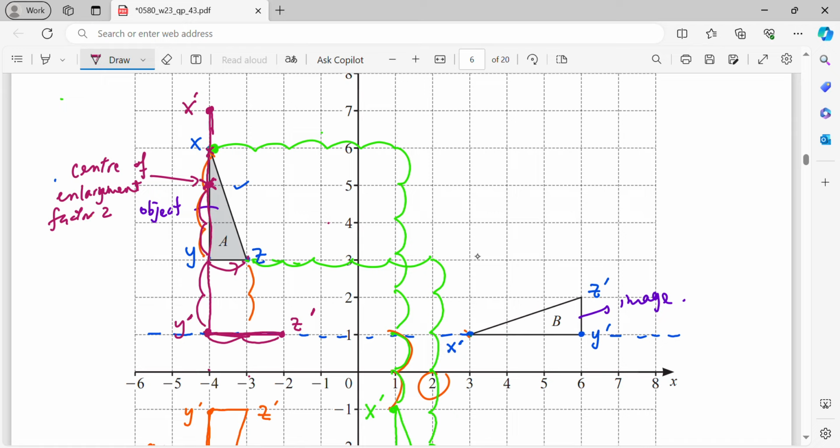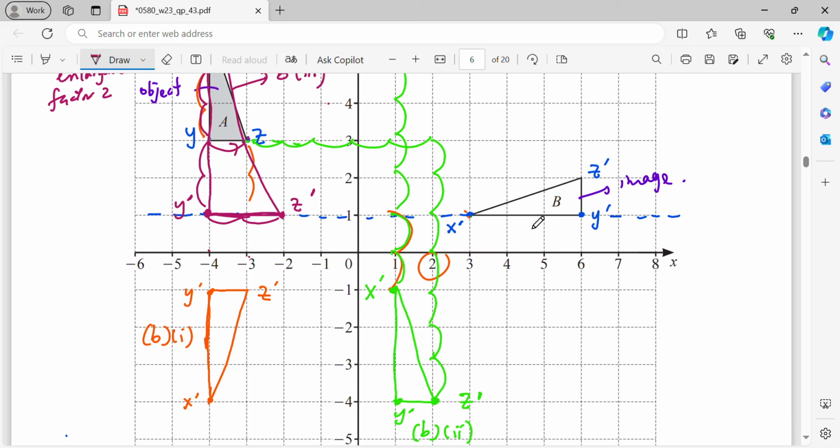Okay, so my answer just needs to join all this. Then try to join the X prime to the Z prime. You need to use a ruler and join. So my drawing is not very nice. Make sure you get a straight line. So this purple color is the answer for B part 3. Alright, so that's all for this drawing.